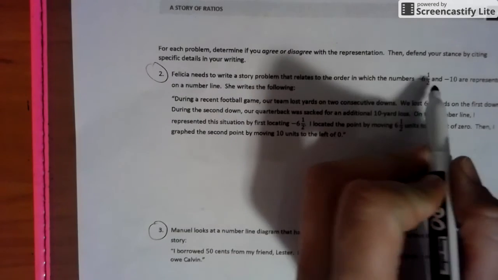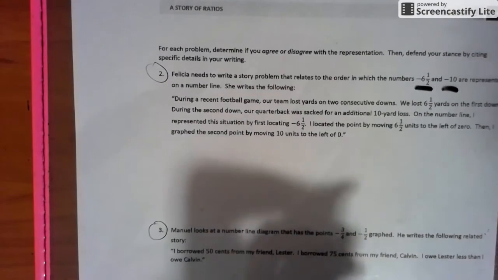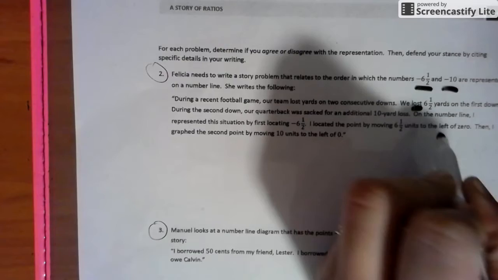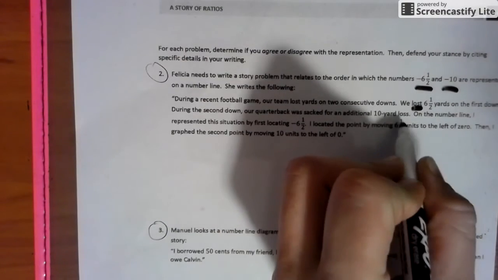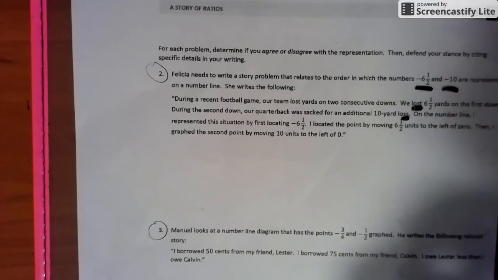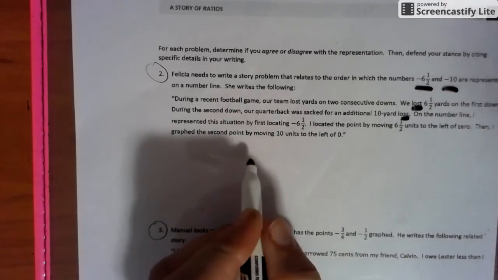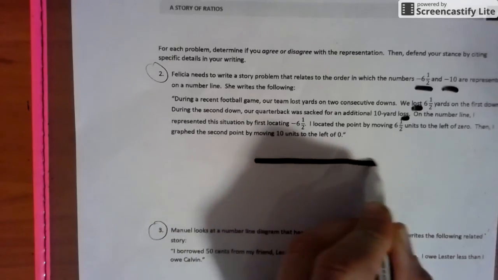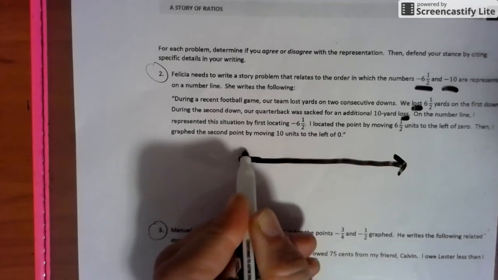So let's look at our pieces first. We have -6.5 and a -10. We know that this is a loss on both. So we're looking for the words loss, and I see loss on both. We lost 6.5 on the first down. During the second down, additional 10 loss. On the number line, we represent these situations. So let's look, and then we will agree or disagree.